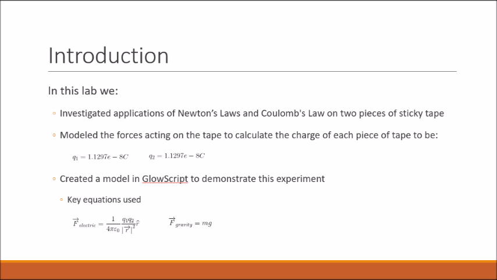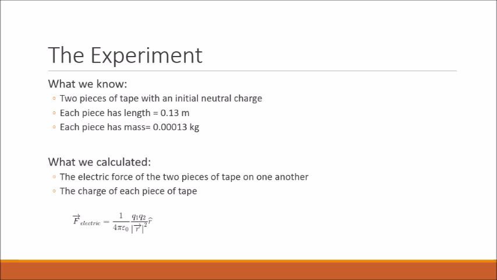From there, we created a model in GlowScript to demonstrate this experiment using key equations for the electrical force of tape 1 on tape 2 and the gravitational force on tape 2. We took important measurements in our experiment, including the mass and length of each piece of tape. We need to measure the distance between the two pieces when they interact to give us our value for R.